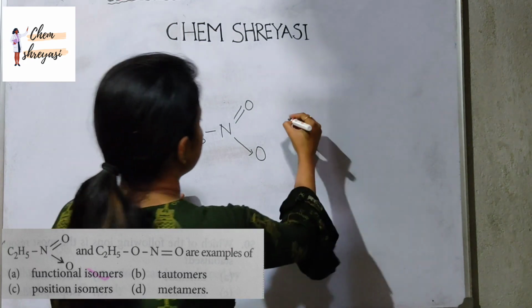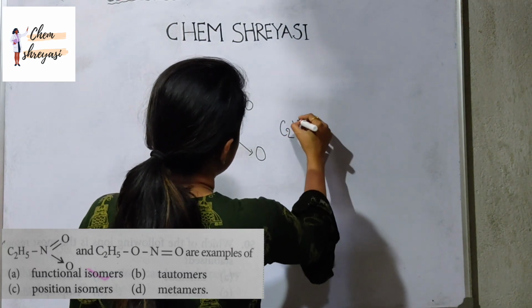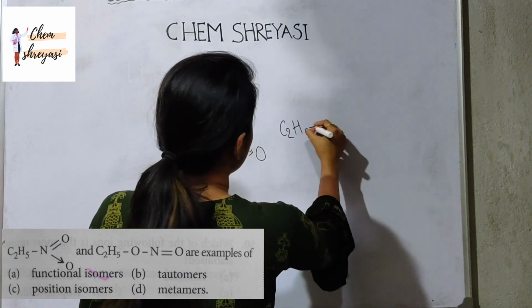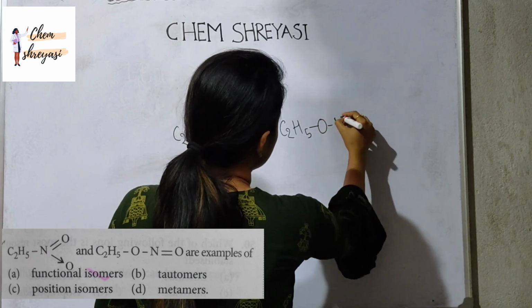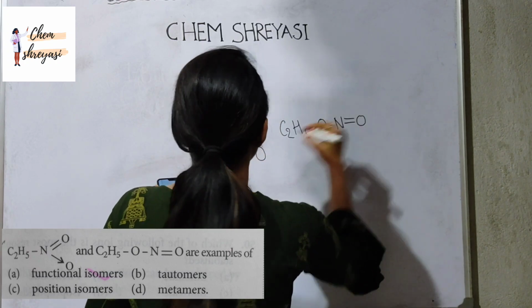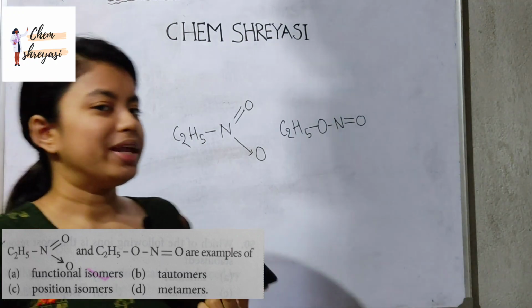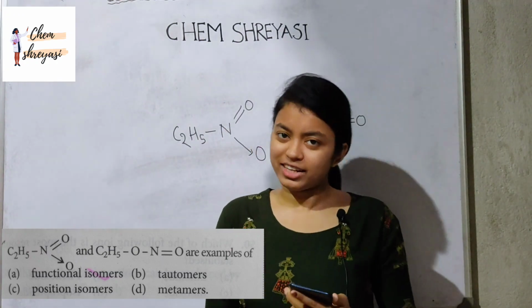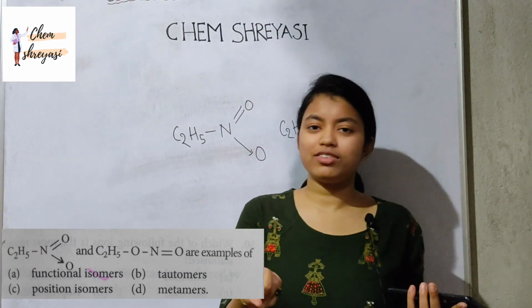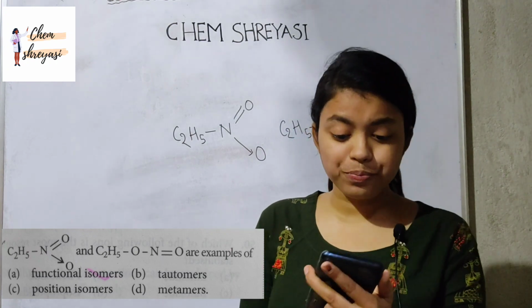Now the second structure is C2H5 which is bonded with oxygen, which is bonded with nitrogen and double bonded with oxygen. Now please tell me what is the right answer. You already know, so then write the answer in the comment section below.